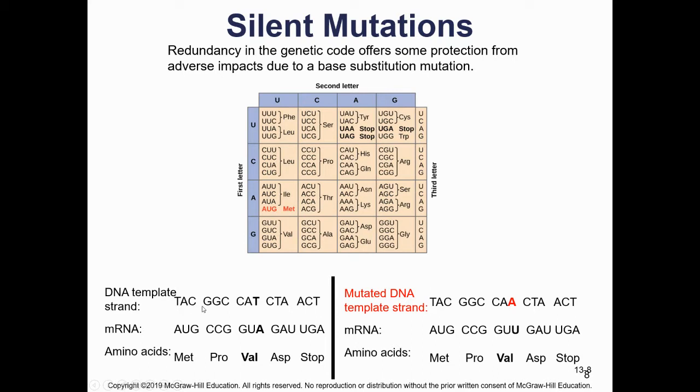This is my normal DNA strand. And let's say in this position, I have a T. That means my transcribed mRNA would have an A, and I would have valine. If I had a base pair substitution here and that T was changed to an A, then my messenger RNA codon would be changed to GUU. GUA gives me valine. GUU also gives me valine. This is called a silent mutation. There is a change in the DNA, so it is a mutation, but the end product remains the same. And so we would not see that in the phenotype or in the protein expressed by this.